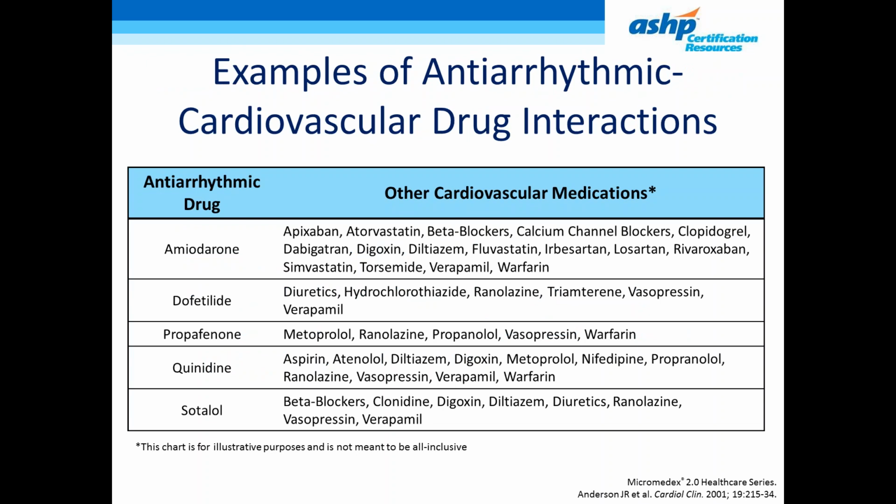If we look at some of the examples of the cardiovascular drug interactions, again, these interactions are significant. I want to point out, for example, with amiodarone, that it has drug interactions with almost all of the anticoagulants that would be used in our patients with atrial fibrillation. We also see many of the beta blockers occur in these drug interactions, and it would be fairly common or expected that a patient that needs an antiarrhythmic drug would be on a beta blocker.